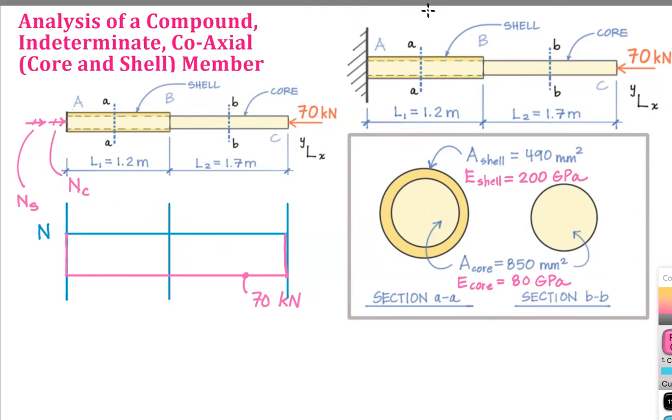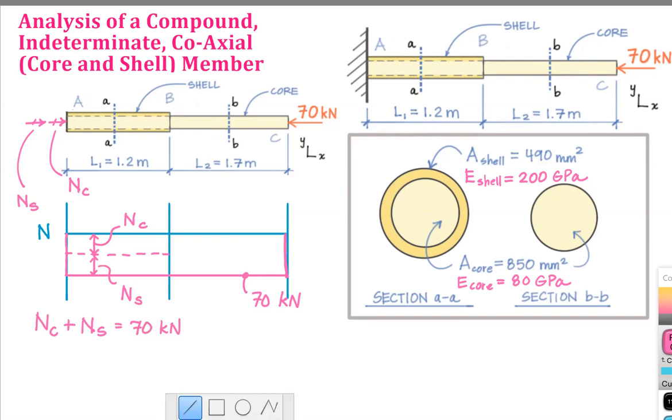But what I don't know is, once I get over here, how much of this 70 kilonewtons might be traveling through the core and how much might be traveling through the shell. But I do know that N sub C plus N sub S has got to equal 70 kilonewtons. That I can use for this problem.